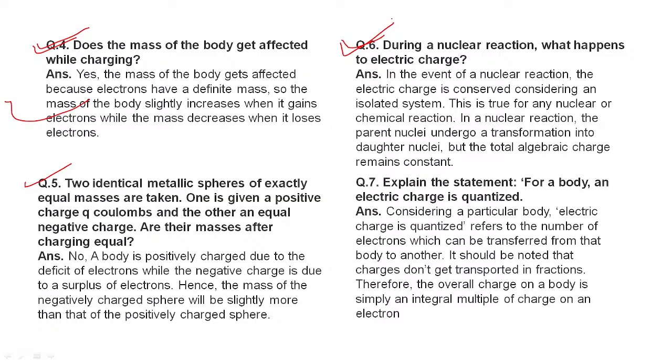ठीक है. And the last question is: explain the statement, for a body, electric charge is quantized. एक बॉडी के लिए इलेक्ट्रिक चार्ज क्वांटाइज्ड होता है. ये क्या कहना चाह रहा है? ये बताता है the number of electrons which can be transferred from that body to another. It should be noted that charges don't get transported in fractions. इसका मतलब ये है कि चार्ज फ्रैक्शन में ट्रांसपोर्ट नहीं किए जाते. So therefore, the overall charge on a body is simply an integral multiple of the charge on an electron. उनके मल्टीपल में ही चार्जेस हो सकते हैं.